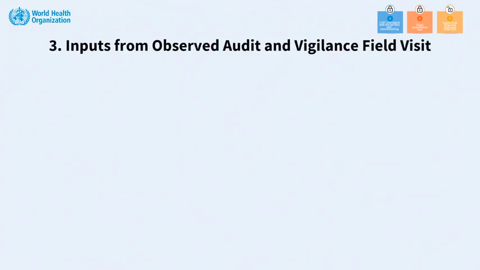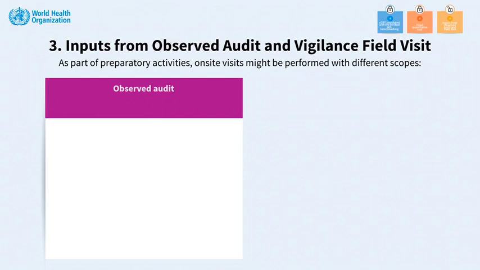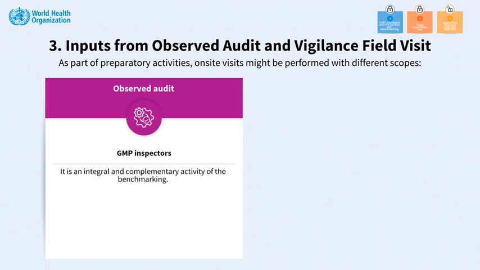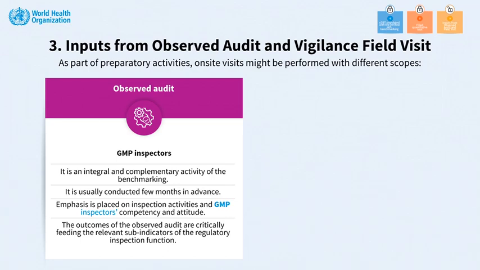Observed audits and vigilance field visits are part of the preparatory activities for benchmarking. On-site visits are conducted with different scopes. The observed audit is an integral and complementary activity to benchmarking and is usually conducted a few months in advance. Emphasis is placed on inspection activities related to good manufacturing practices, inspectors' competency and attitude. The outcomes of the observed audit critically contribute to the relevant sub-indicators of the regulatory inspection function.